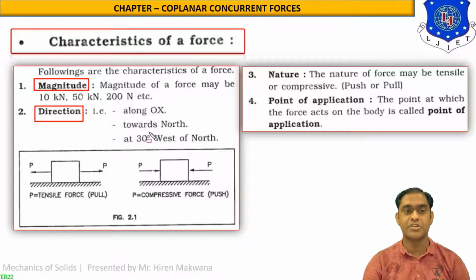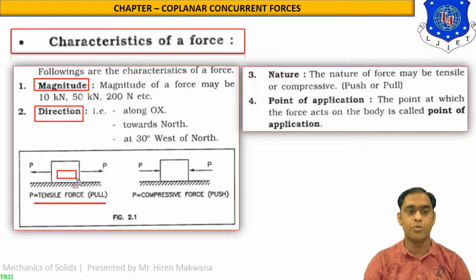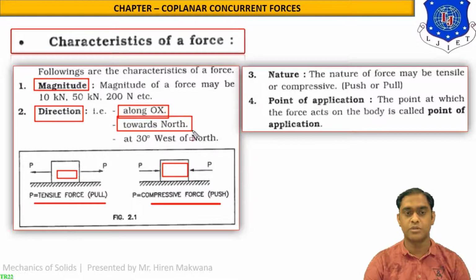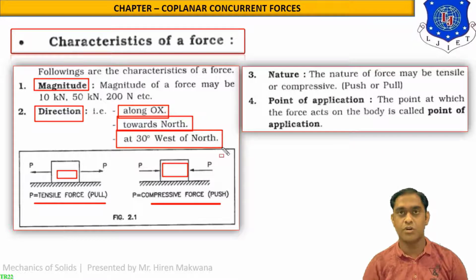characteristic is direction. You can see in the figure that the first figure is for the tensile force, means the block is pulled from both sides by applying the force P. In the second figure you can see that the block is pushed with the help of two forces P from both sides. So this type of force is known as compressive force, push force. The direction may be along the OX axis, like towards the north direction, and at 30° west of north. So these are the directions of the forces.